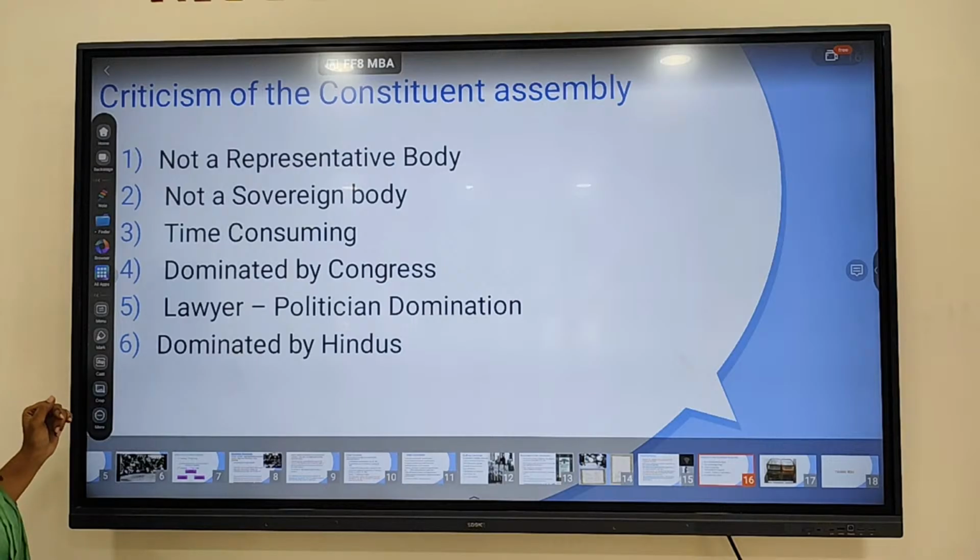The next one, not a sovereign body. What is meant by that? It was not an independent body. Even though we created the Constituent Assembly, it was not independent. The British said you can create your constitution, but it was only in their presence that we had freedom, that too with partition, the Mountbatten Plan. When we got our independence in 1947, the Constituent Assembly had been formed in 1946.